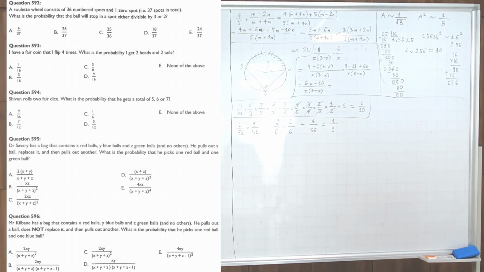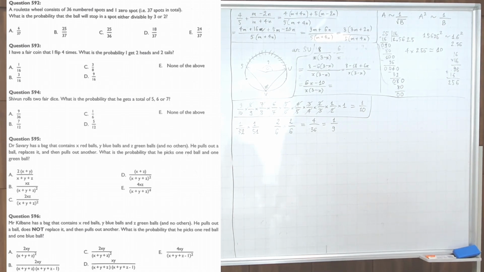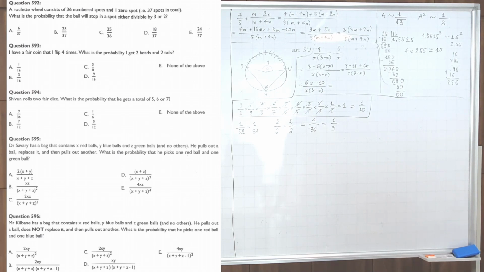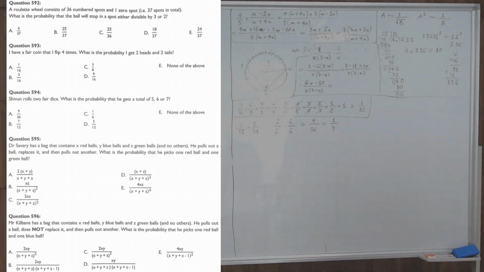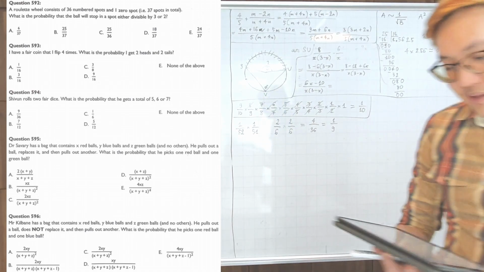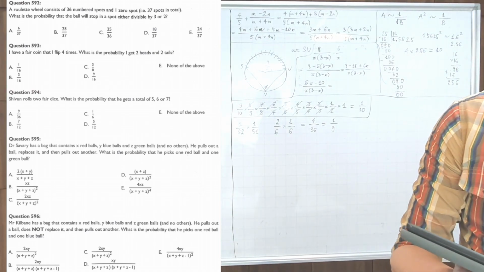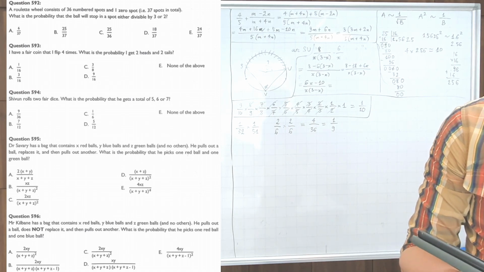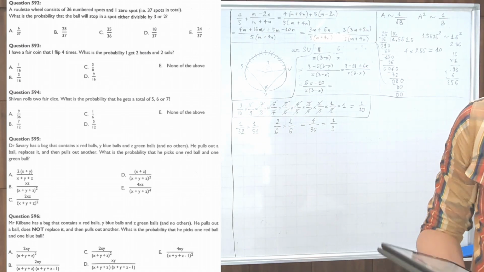It has numbers from 0 to 35. Yeah, 36 number spots and 0, so it means 37 spots in total. There's a zero and 36 other numbers, totaling 37. The ball will stop in a spot either divisible by 3 or 2. What is the probability that the ball stops on a number divisible by 3 or by 2?